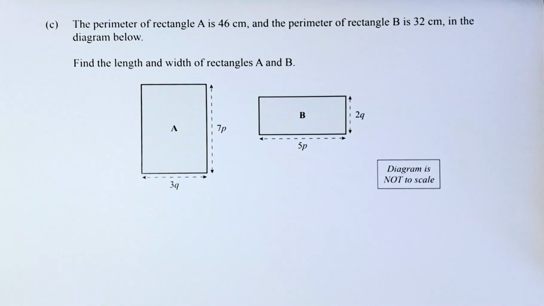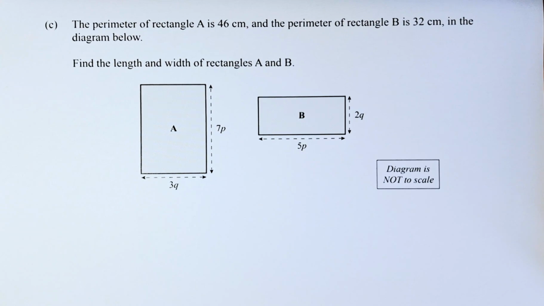Good day. In this video, we are going to do question 2C of the 2021 NCEA Algebraic Procedures in Solving Problem question. This is an excellent question, and without further ado, let's read the question. The perimeter of rectangle A is 46, and the perimeter of rectangle B is 32, as shown in the diagram below. Find the length and width of rectangles A and B.